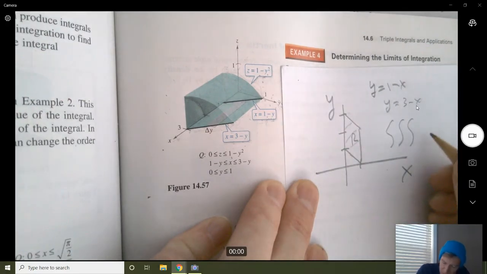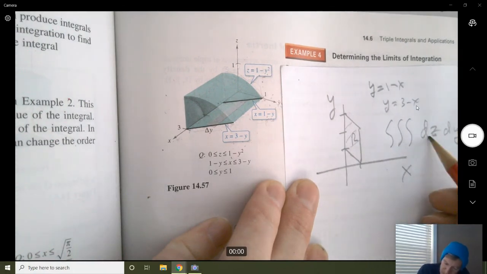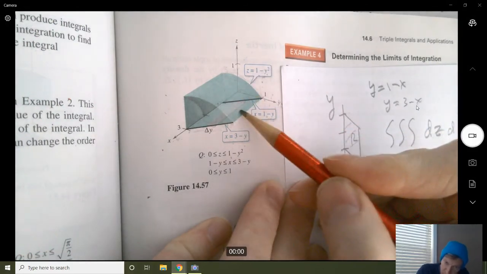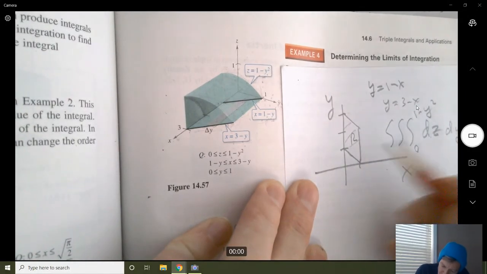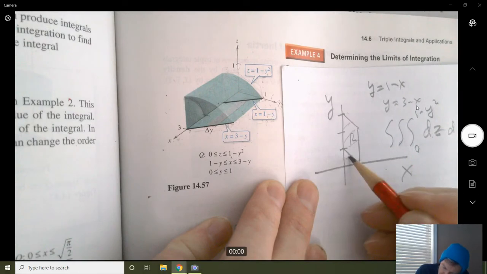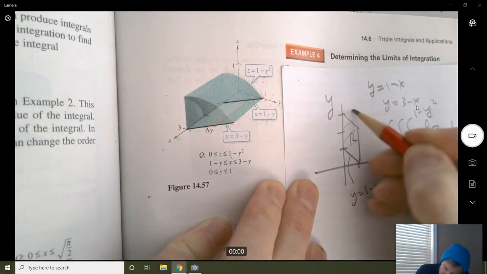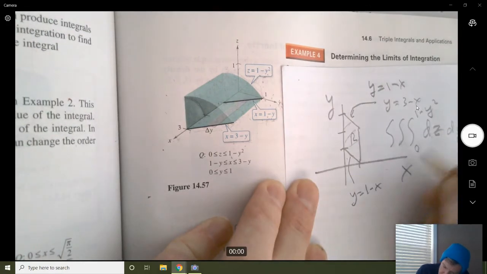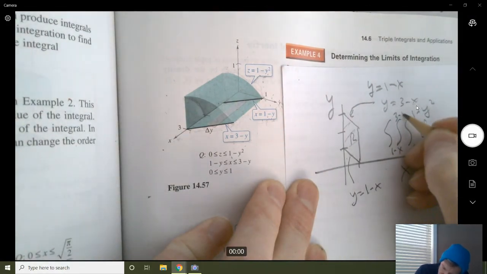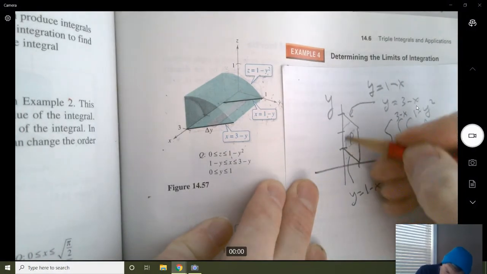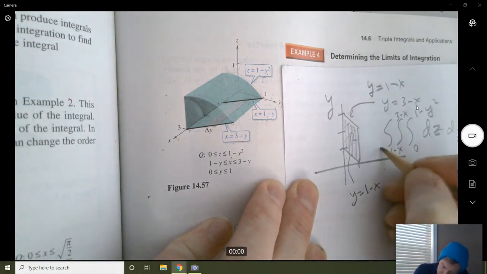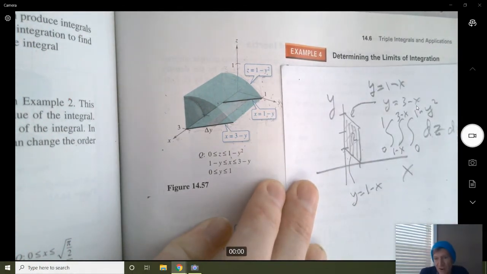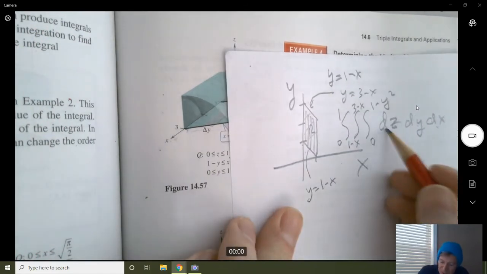So let's set it up. Triple integral, and let's just say we're doing a volume, so just dz, dy, dx. The z goes from 0 up to the top of the surface, which is 1 minus y squared. The y is going to go from here to here, which is y equals 1 minus x to y equals 3 minus x. And then the x is going to go, as you do all of those, from 0 to 1. That by far is going to be the easiest to do if you do the z's first.